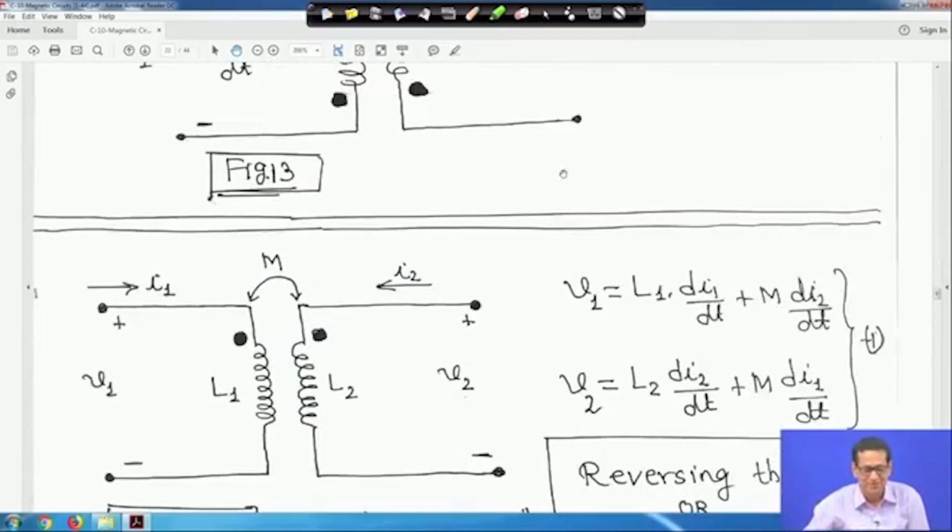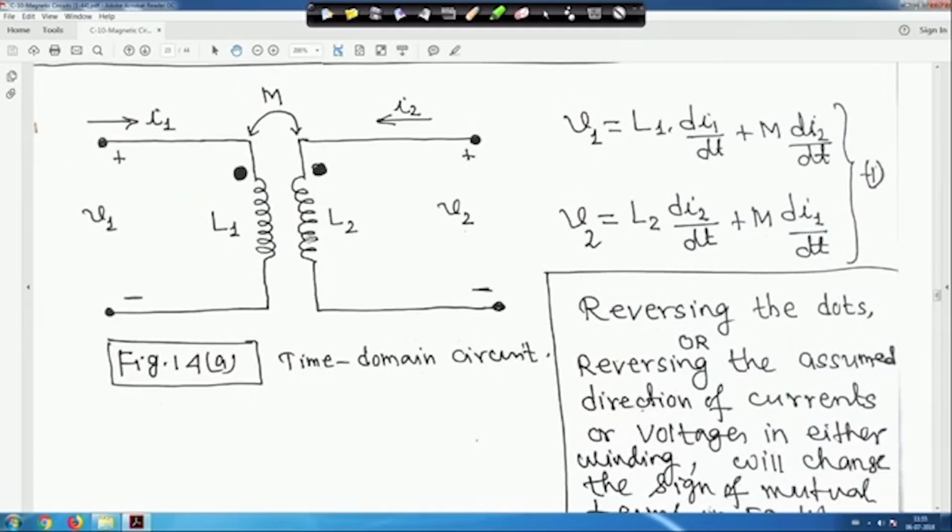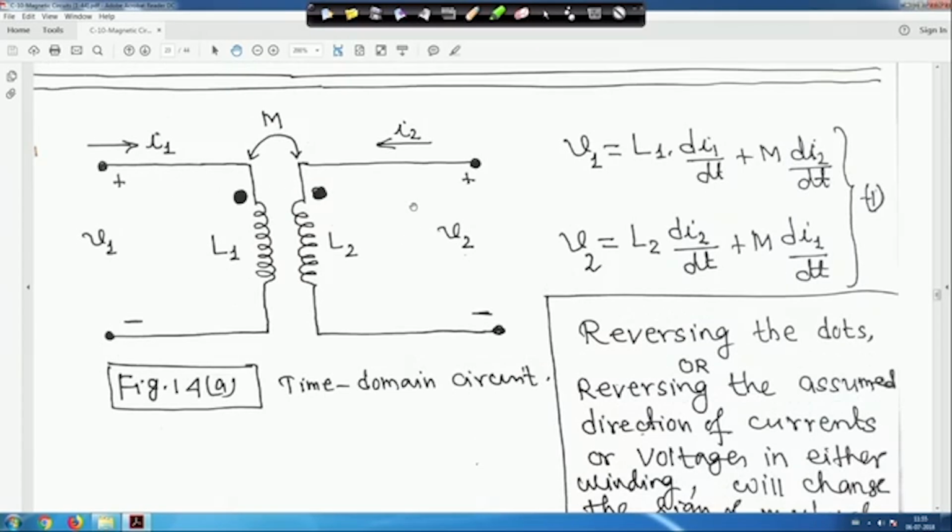So dot convention. Now next one we will take, this is L1 L2, the self inductance of the coils L1 L2, and mutual inductance M is given. This side current is I1, this side current is I2. In this case both the currents are entering into the dot, that means the sign will be plus. That is why V1, if you write, will be L1 di1 upon dt, right, plus M di2 by dt.